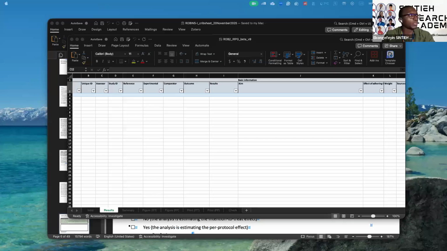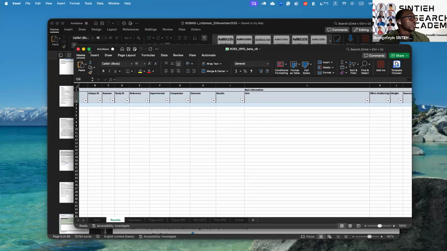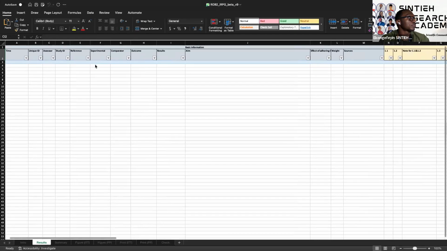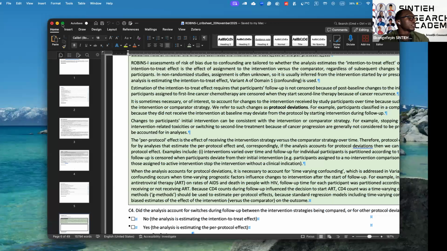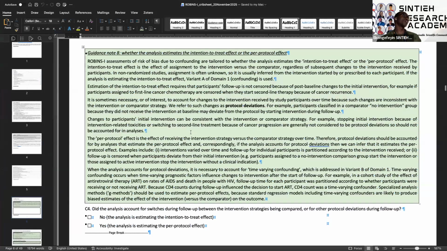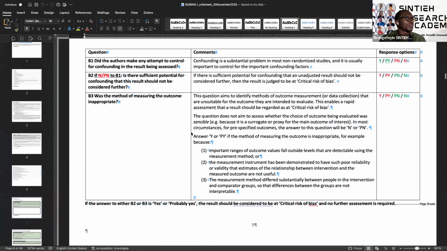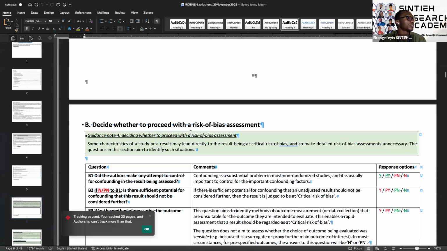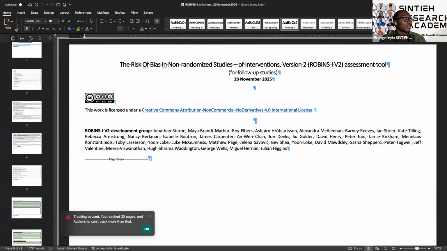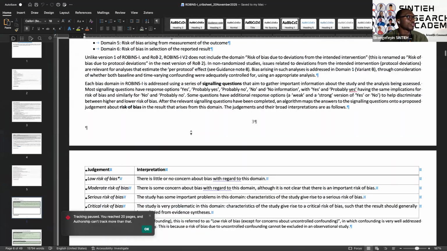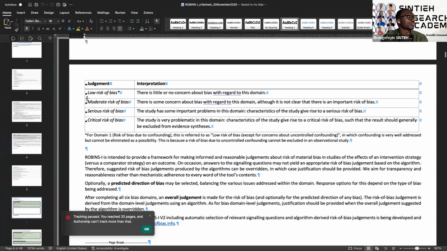But if you are seeing my desktop now, what you're seeing is the RoB2 tool. So I'm going to maximize this so that it doesn't fill space. And it also comes with what we call a description sheet, a crib sheet, so you can learn what the tool is. I'm not going to take the time to read this, but all this tells you is that you can decide to use this sheet instead of the Excel, but the Excel is easier. You can use this sheet because it has the instructions and then you answer them. So you see that the judgment is on 4 levels: low risk of bias, moderate risk of bias, severe risk of bias, and critical risk of bias.